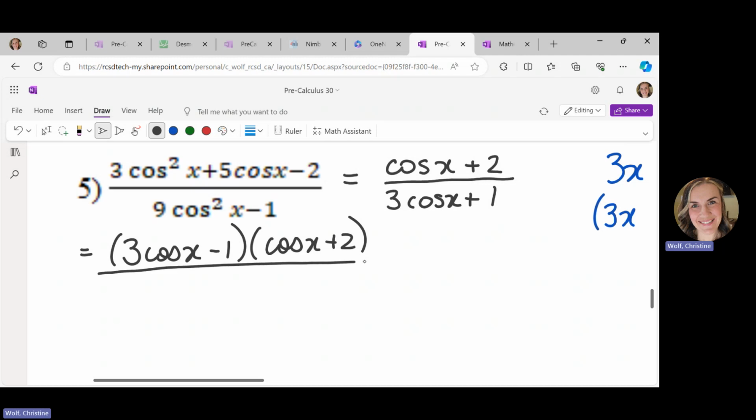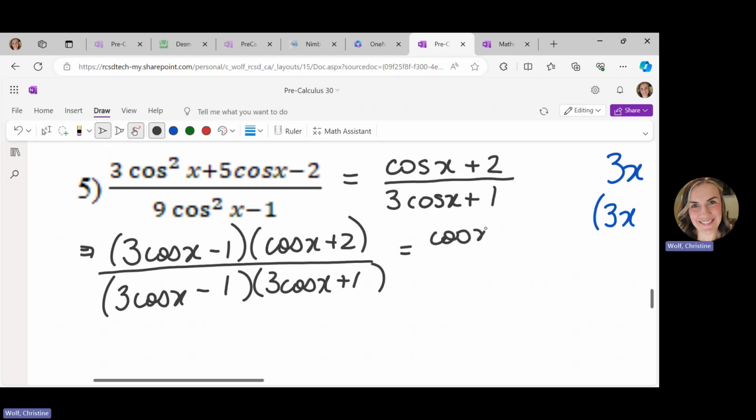Now, on the bottom, that's a difference of squares, easy enough. Square root of 9, 3. So you have 3 cos x. That's going to be at the front of each bracket. And then your square root of 1 is 1. That's at the back of each bracket. You minus a set, you plus a set. And that equals your right side that we have not touched yet. Not much we can do there anyway. And believe it or not, all I got to do is cross off those 2 common terms and I'm done.